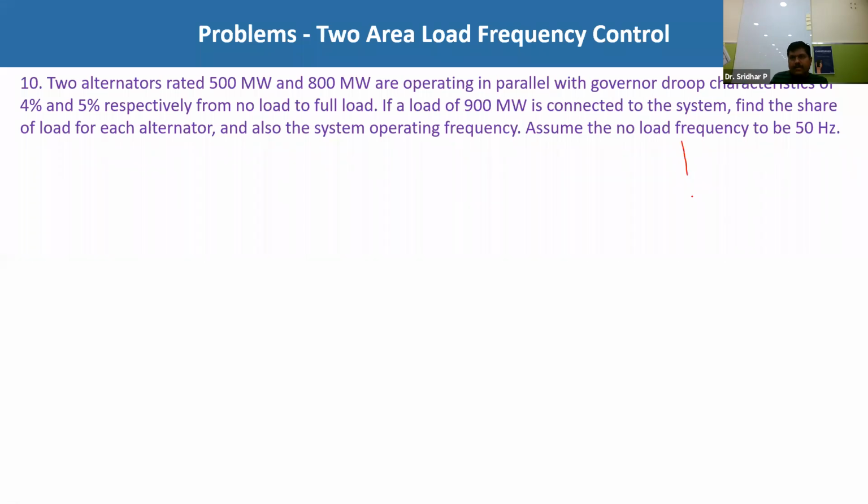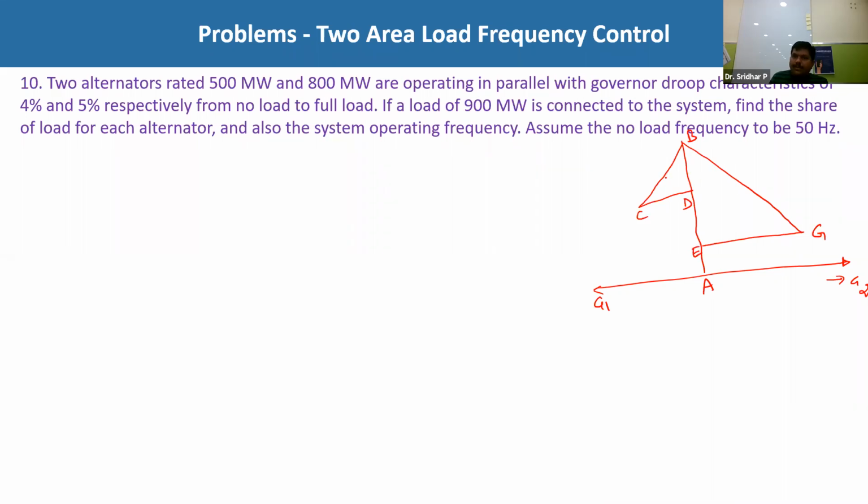This line divided by this is generator 2, this is generator 1 G2, and this 500, this is 800. So A, B, C, D, and next 900 E, G. This is a 900 megawatt load. H, I, J. So this is the value, right?